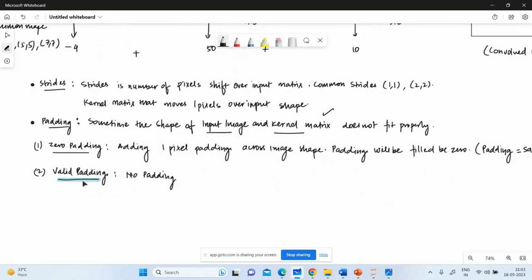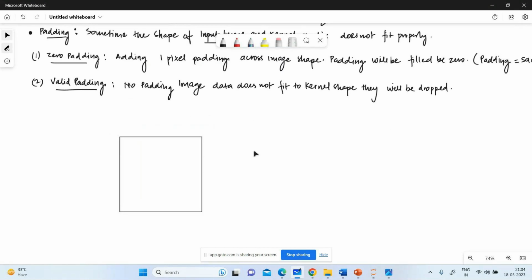Now we have added all these. When there is no padding, image data does not fit the kernel shape. So if they do not fit, those extra data will be dropped. Extra data will be dropped. This is my image.